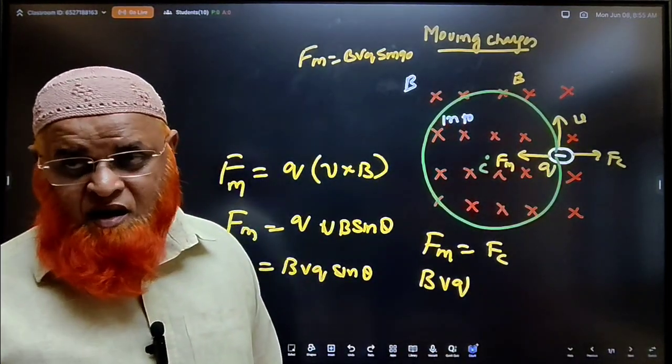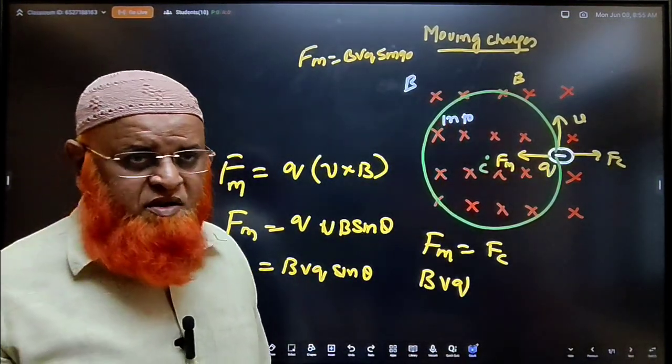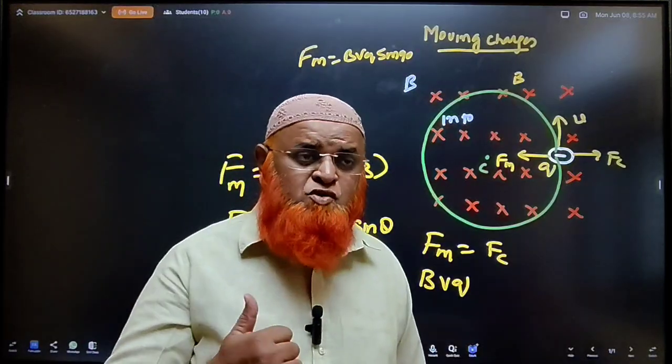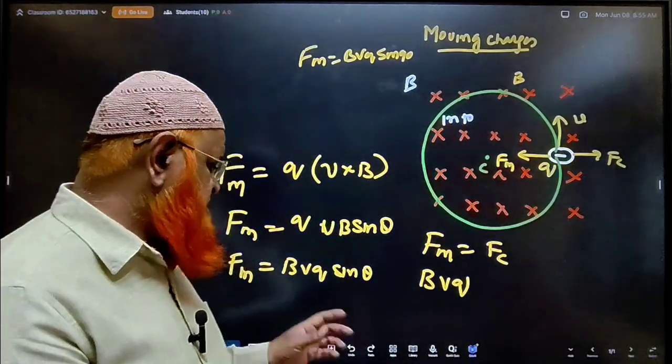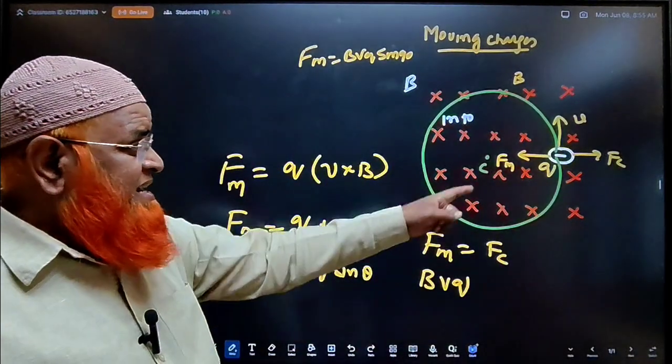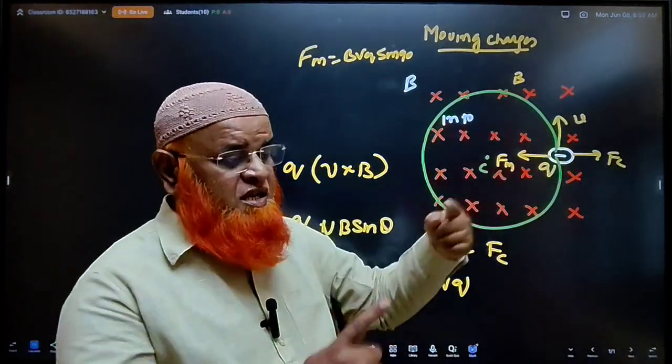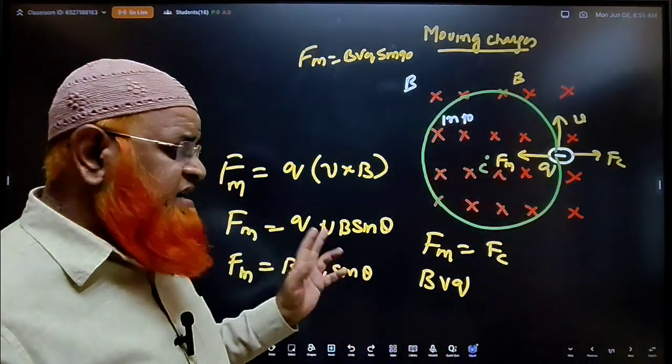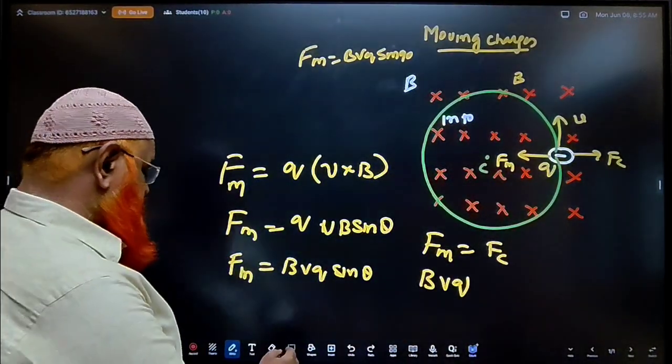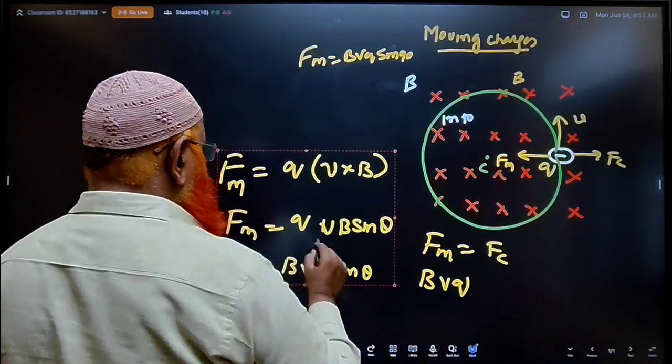BVQ means question, meaning how to remember the formula I'm telling. BV means wife, Q means why. So the easiest method is BVQ sin theta. Sin 90, magnetic field and velocity both are making 90 degrees. So sin 90 is going to be 1. So therefore, this is going to be the formula.